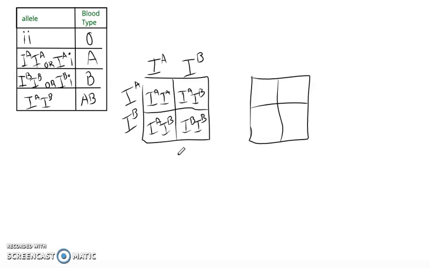So if my original question was, I'm blood type B, what would my chances of having blood type B be if my mother had AB blood type and my father had AB blood type? Well, the chances of having B blood type, as you can see, are a 25% chance.